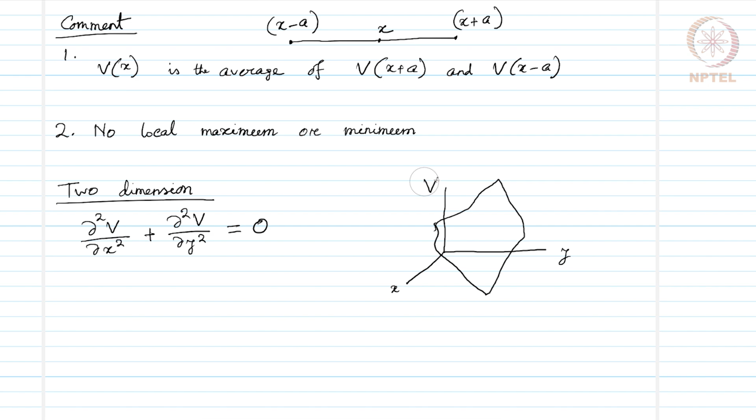So, this surface can, if we consider x, y and along the z direction, we have plotted the potential. This is a 2 dimensional case. So, this surface that we have drawn here could well represent the potential without any local maximum or minimum in this case. So, let us also make comments in case of a 2 dimensional situation.